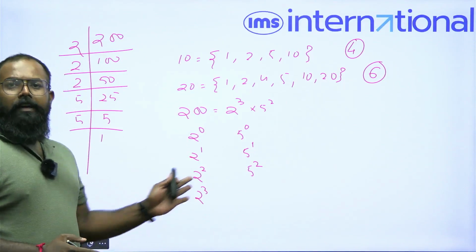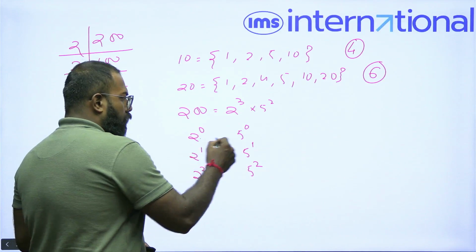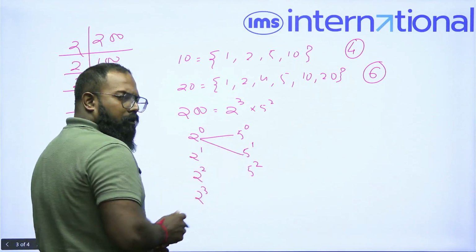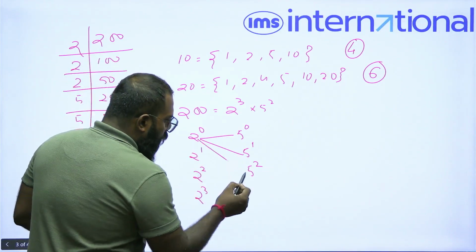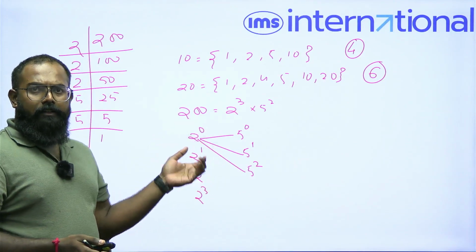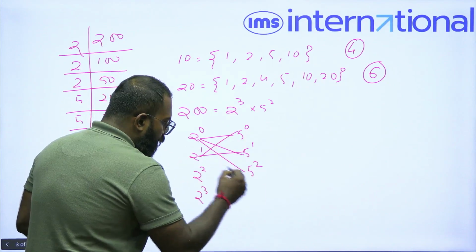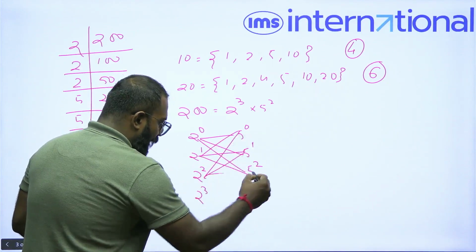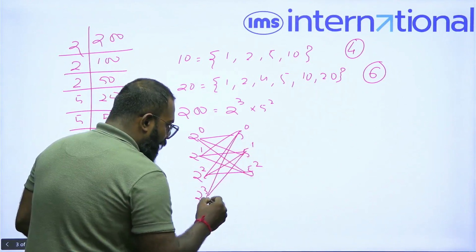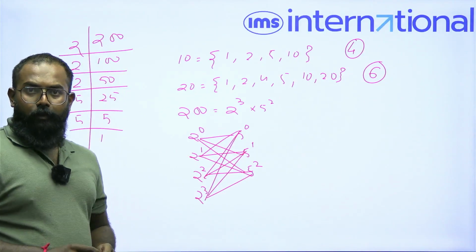Or a combination of these two columns can also divide 200. That means 2 raised to the power 0 times 5 raised to the power 0, 2 raised to the power 0 times 5 raised to the power 1, 2 raised to the power 0 times 5 raised to the power 2 are the 3 factors of 200. Similarly, I can have 4, 5 and 6, 7, 8 and 9, 10, 11 and 12. That means I have a total of 12 factors of 200.